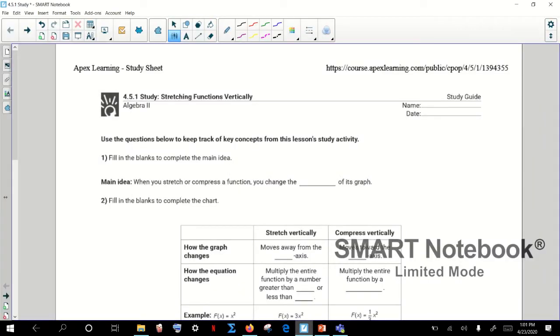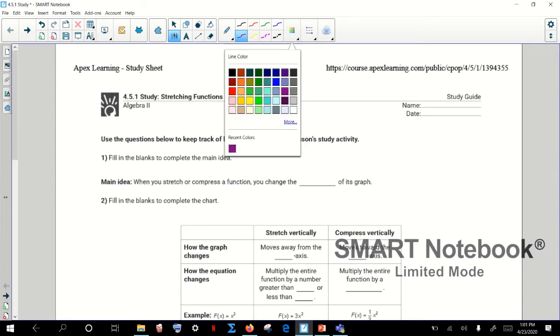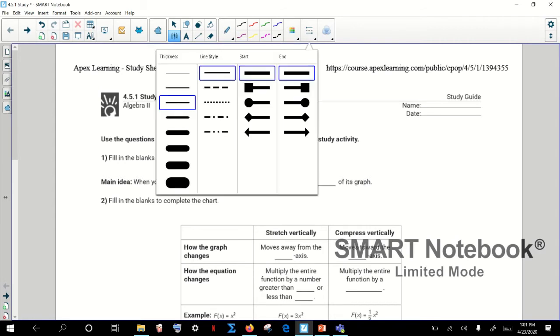So here is the 4.5.1 study guide. Hopefully you've already had a chance to complete this and you're just checking your answers with me, or maybe you've printed it out and you're going to do it together with me. Either way, do whatever helps you best.